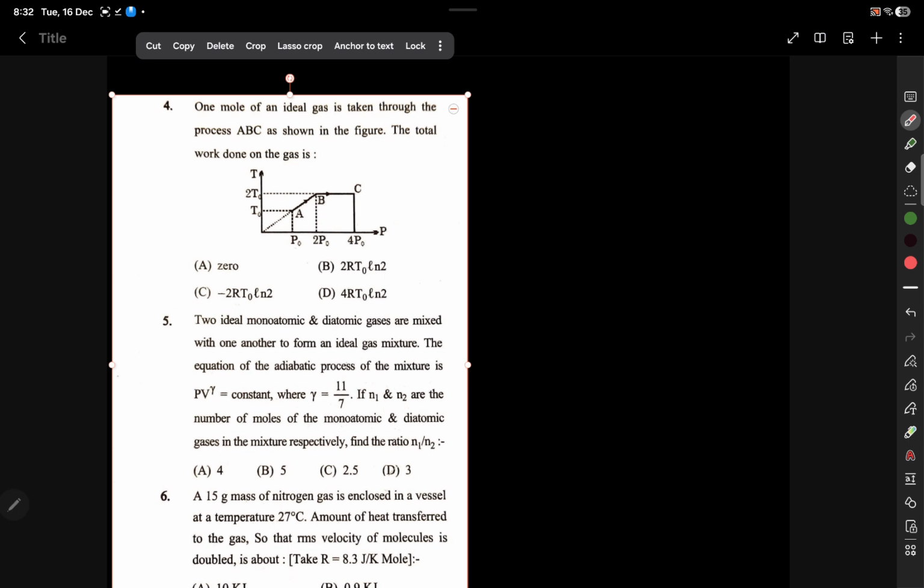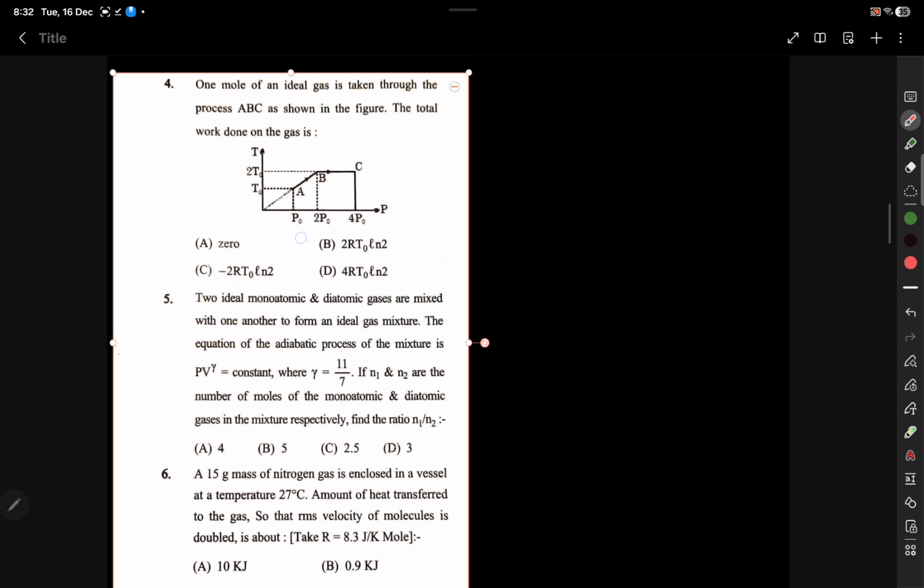Question number 4. 1 mole of an ideal gas is taken through the process ABC. You need to find out the total work done on the gas. So how to proceed in this one? This is a process where temperature is proportional to pressure. That means volume should be constant. So for a constant volume process, what is the work done? W should be equal to 0.